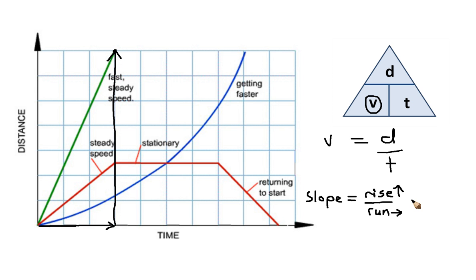So my rise over my run. The rise, what kind of value is that? Well, it's a distance. And the run across here, that's a time. So if the slope of my graph is rise over run, and the rise is distance, and the run is time, then my slope is distance divided by time, and we know distance divided by time is the speed. So the slope of the graph equals our speed or velocity. What that means is the steeper the slope, like the green line here, the faster it's travelling. It's going 7 meters in 3 seconds.